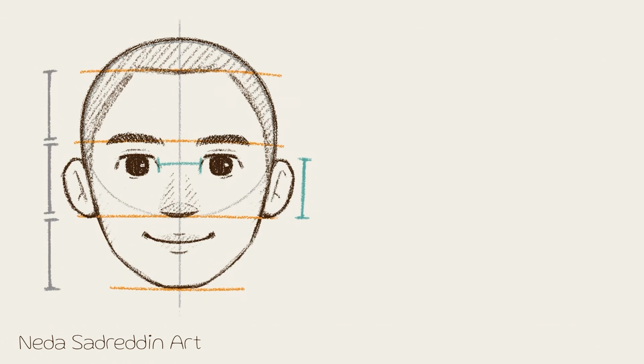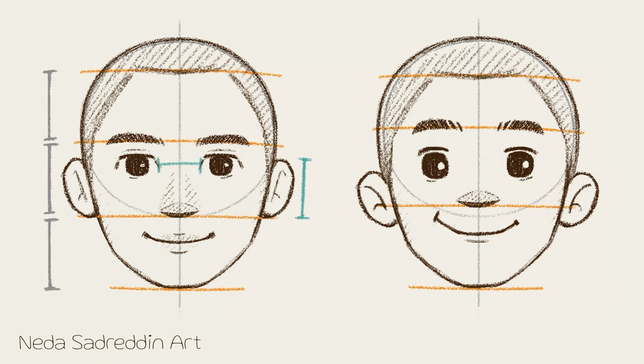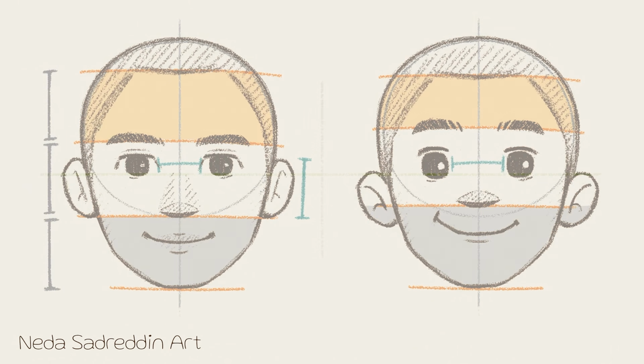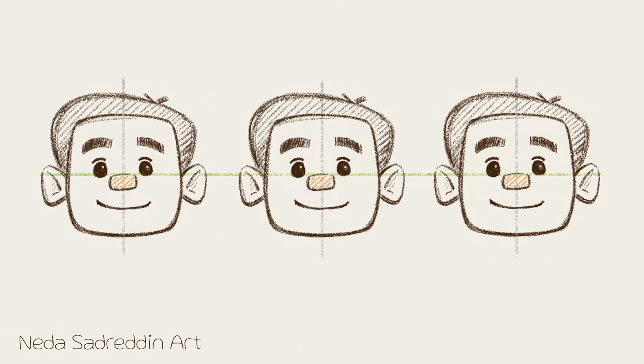We need to know these basics, but we don't have to follow them exactly when drawing cartoon faces. To create unique characters, we can change the size and placement of the features. Here are 3 identical faces. On the left face, I make the eyes smaller and move the eyes and brows higher. I also enlarge the nose and mouth and shift them upward, which makes the jaw look bigger.